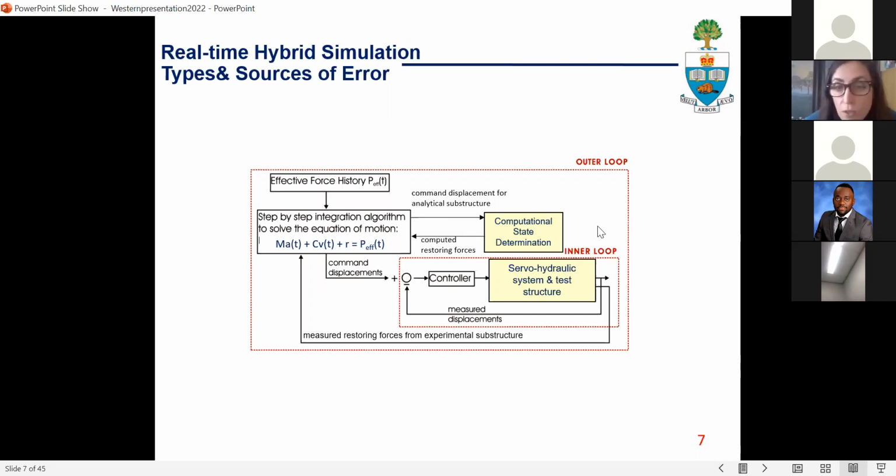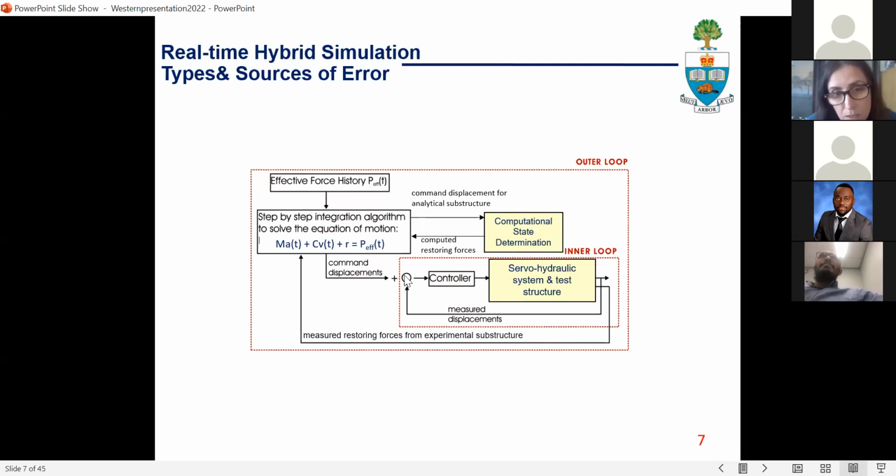Here we are looking at the block diagram of real-time hybrid simulation. We have 2 loops. In the outer loop, we have the integration algorithm. It calculates the displacement. It sends it to the numerical substructure and the experimental substructure, which sits in the inner loop. In the inner loop, we have a controller that controls the servohydraulic actuator and imposes the displacements in real time to the test structure, which can be the first floor of your structure, as we have seen before, or a damper, an isolator, whatever you have substructured from your whole structure.